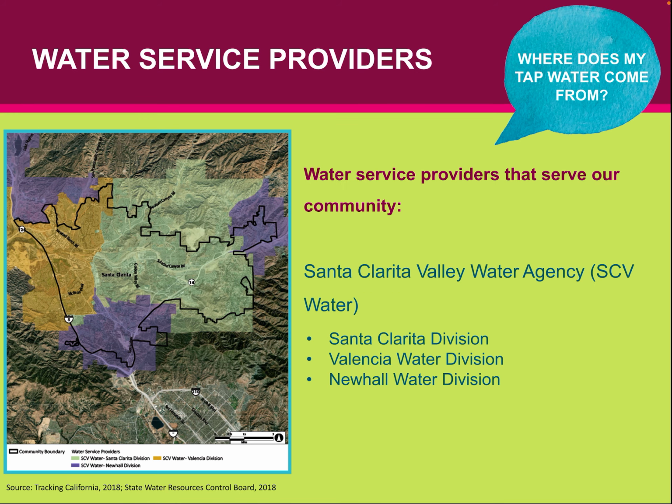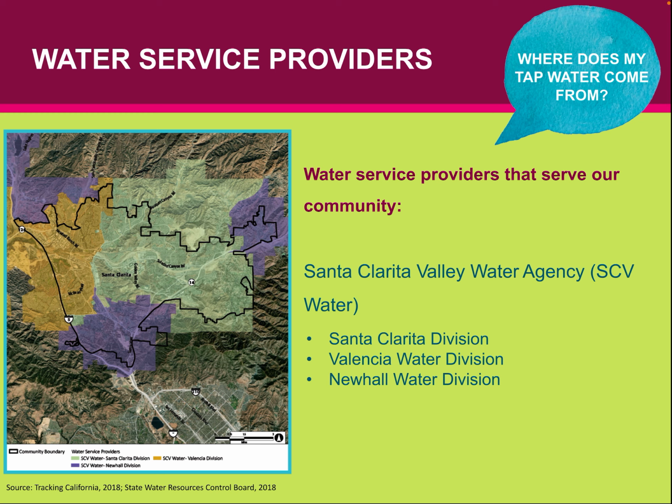So we discussed the water service providers who test for these exceedances, but what are the water service providers in our community? These fall under the Santa Clarita Valley Water Agency, also known as SCV Water. They have 3 main divisions: the Santa Clarita Division, Valencia Water Division, as well as the Newhall Water Division.